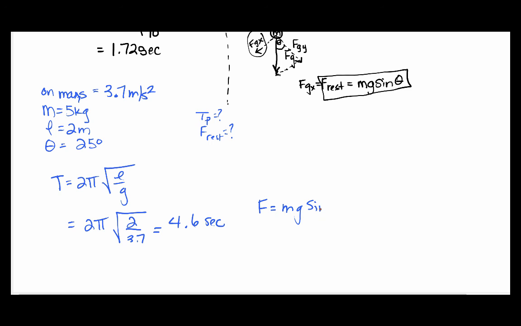So the restoring force is mg sine theta. So your mass is 5 kilograms. Now be careful because G, we're on Mars, so that's 3.7. Sine of 25 degrees. And that gives you a restoring force of 7.82 newtons. So hopefully you got those answers yourself.